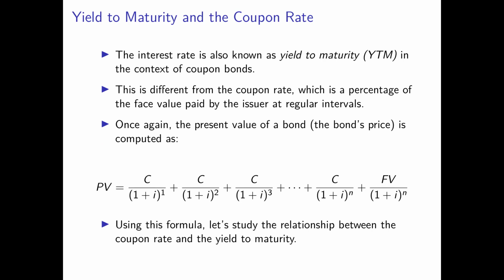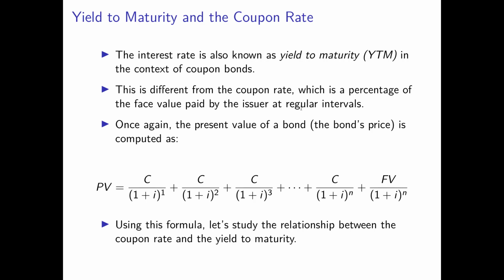Okay, let's talk about the relationship between the yield to maturity and the coupon rate. Well, the yield to maturity is nothing new. Actually, the interest rate is also known as the yield to maturity. This is especially used in the context of bonds. In the context of simple loans, well, the interest rate can also be called the yield to maturity, but this term is really used a lot more when we talk about the bond market.